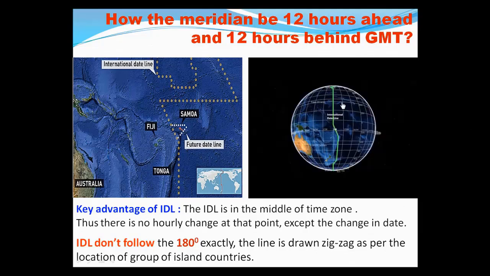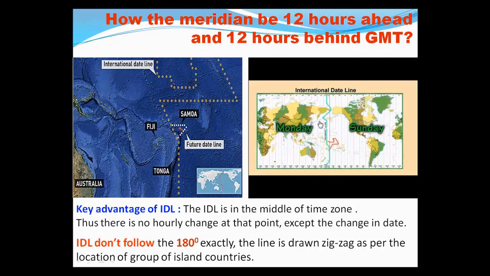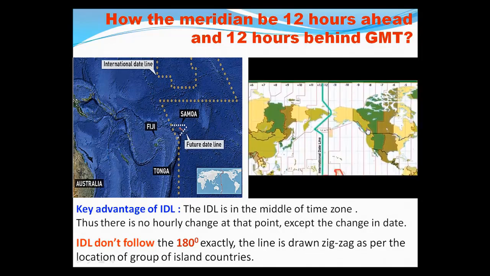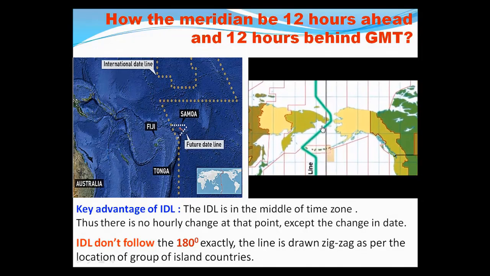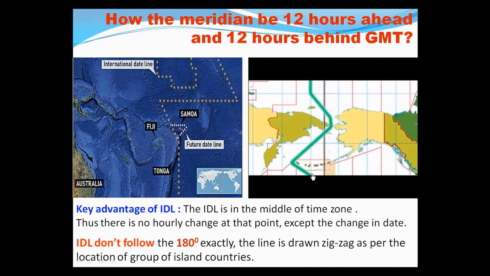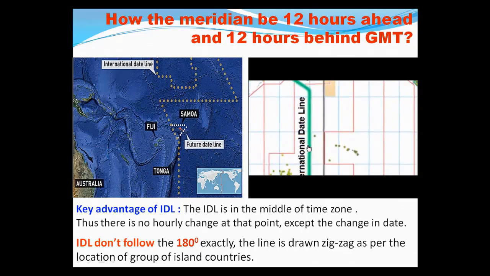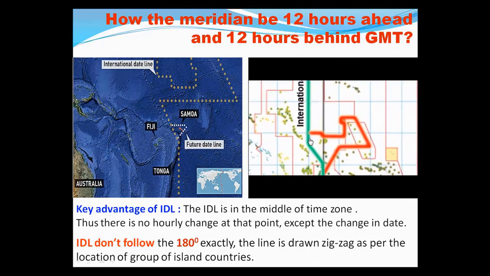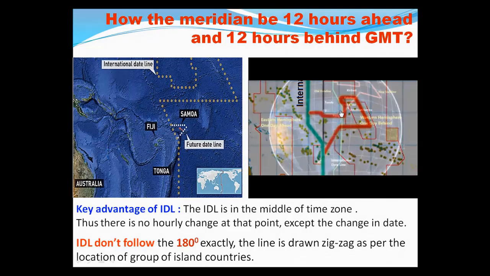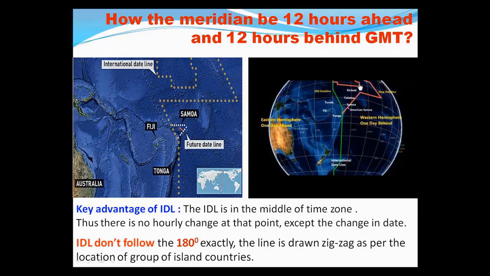As you can see, on a globe the green color has been drawn on the 180-degree line that represents the international date line. This line is zigzag. Monday, 1 day ahead. But this thick green color is representing the international date line. As you can see, it is passing over the Pacific Ocean. At this point, it is shown in red color. In future, this would be the international date line. We'll consider some of the countries or island countries. Western Hemisphere 1 day behind, Eastern Hemisphere 1 day ahead.